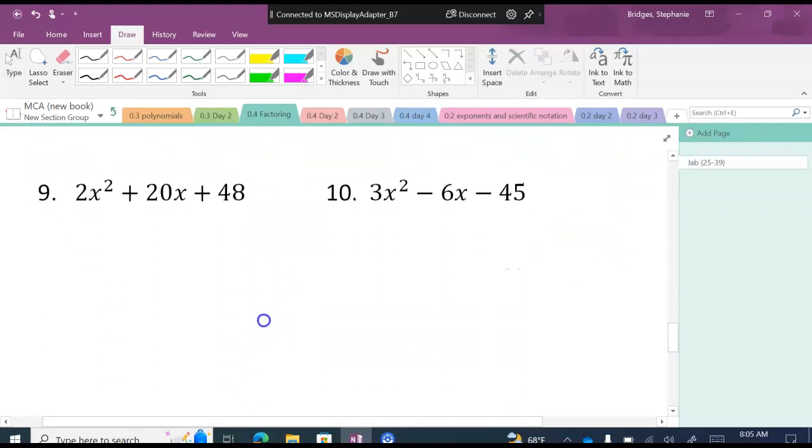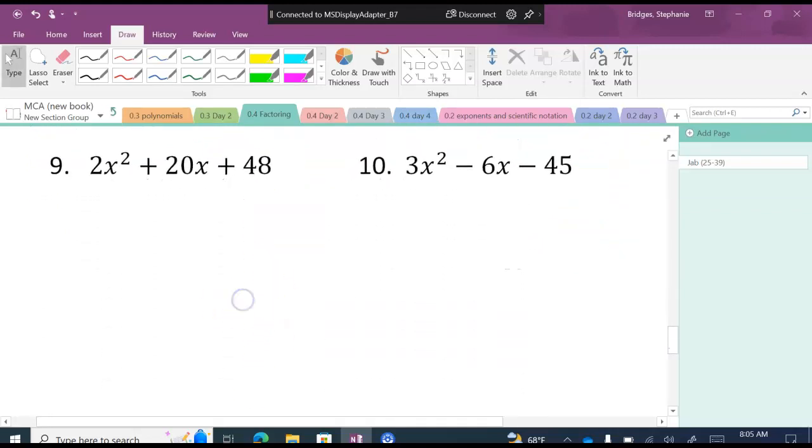All right, let's take a look at this. Write down number 9. We're going to walk through this one together, then I'm going to let you try number 10. Two x squared plus 20x plus 48. First things first. Do I have a GCF? What do they all have in common?